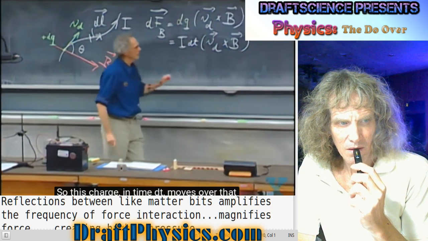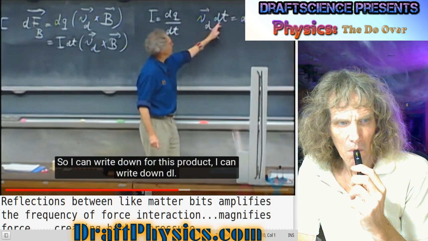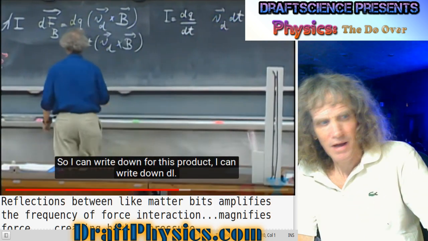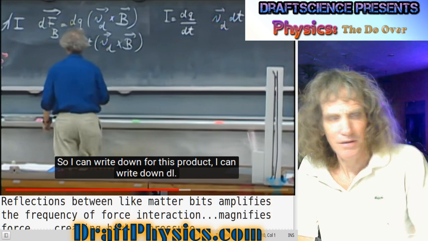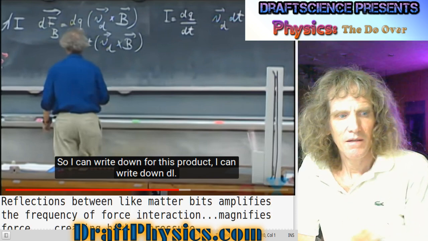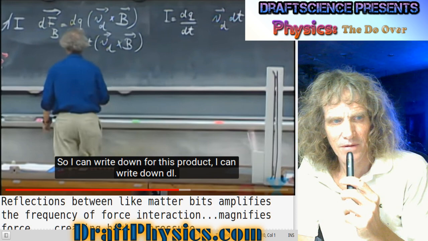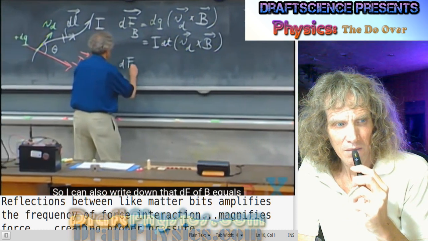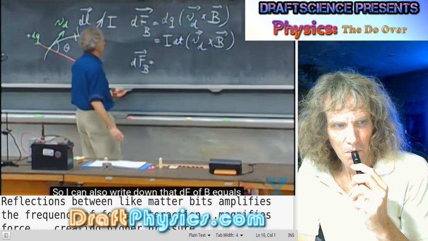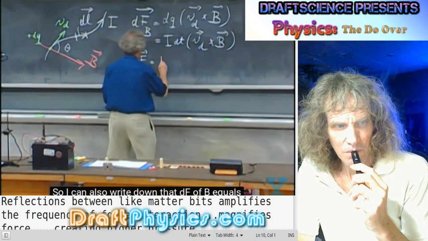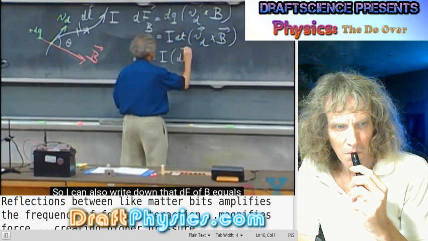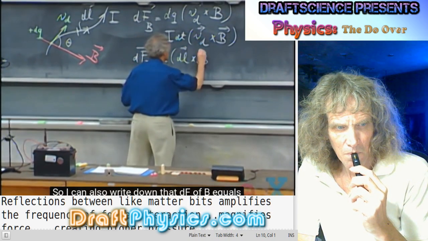That's a vector. So I can write down for this product, I can write down dl. Well, yeah, but he made this crooked line so that nobody's going to want to try to do that integral. That'll take you forever. So I can also write down that dF of B equals I times dl cross B.